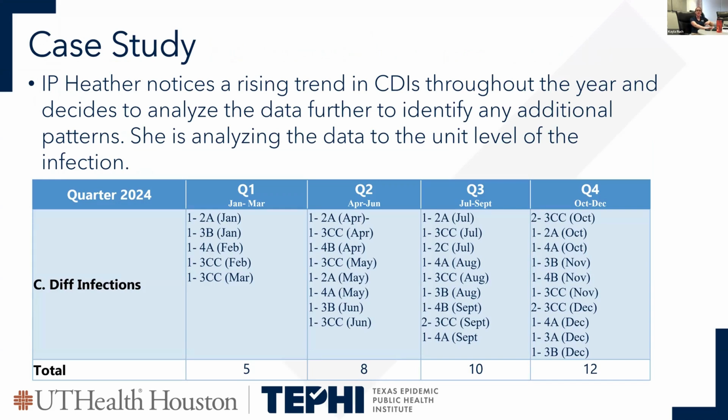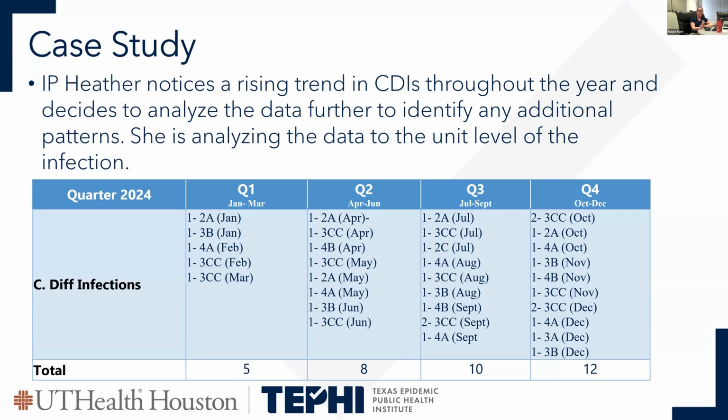IP Heather notices a trend in our C. diff infections from 2023 to 2024. So now she's going to do a deeper dive into our analysis to look at specifically where are the infections. And the benefit of doing this is knowing your data. You can see if this is an isolated group, such as C. diff infections only arise in one area, or if this is a whole organizational wide issue. So now we're looking at the data at the month level. So we're looking at our Q1 data, Q2, Q3, Q4, and we're looking at specifically what units in what months did we have C. diff infections.